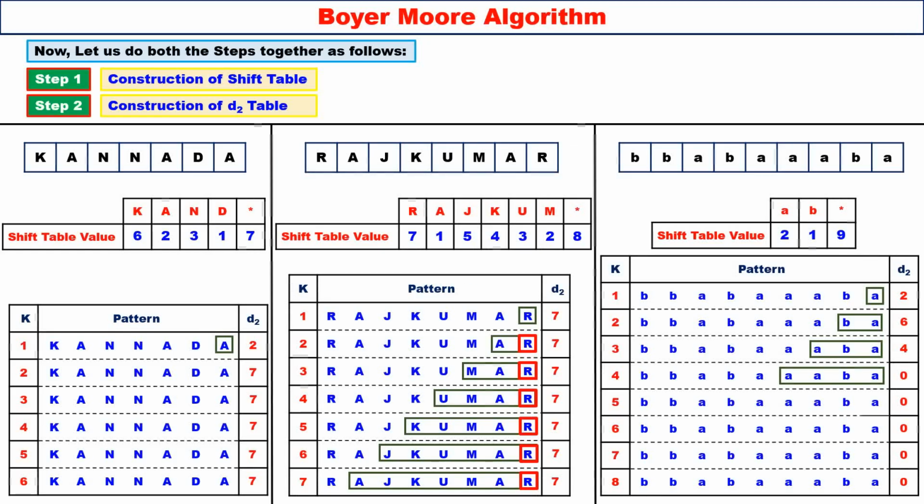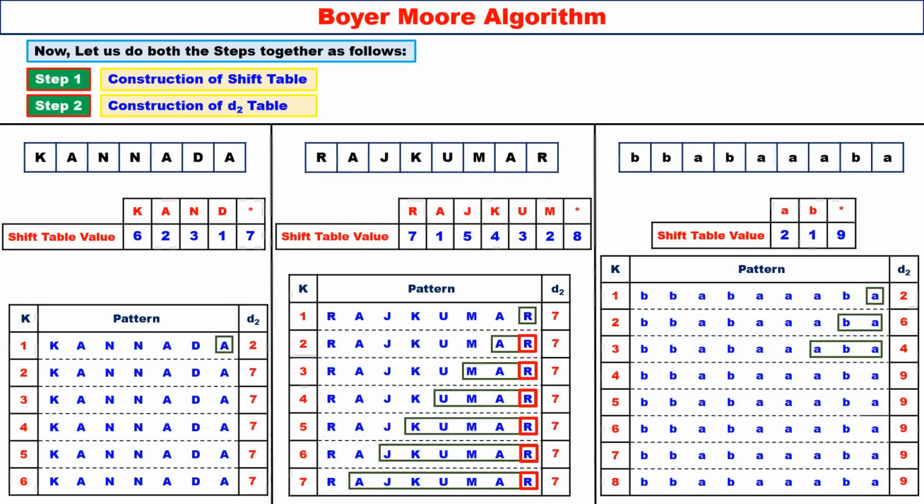AABA. Either AABA or ABA or BA or A. Is it found as a prefix? No. Therefore, it should be the length of the string. Therefore, it is 9. Here also it will become 9, and likewise for the remaining entries.